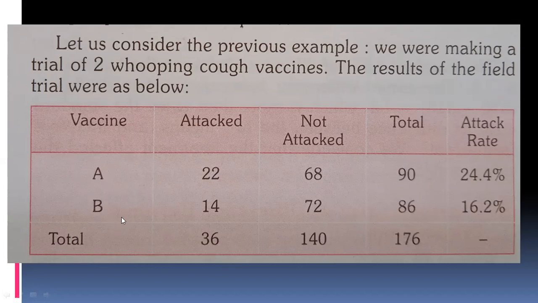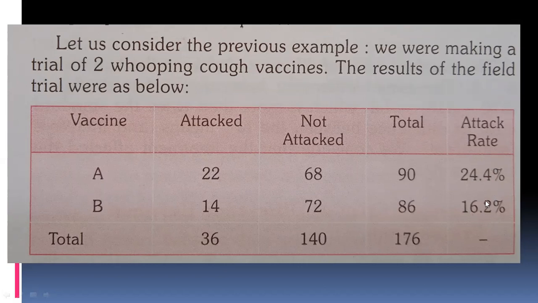There is another group which received vaccine B. The number of people attacked is 14, not attacked are 72, total is 86, and the attack rate is 16.2%. Just by seeing these two percentages of attack rate, we can say that the attack rate is more in the group with vaccine A and less in the group with vaccine B. So it means that vaccine B is more protective against whooping cough compared to vaccine A.